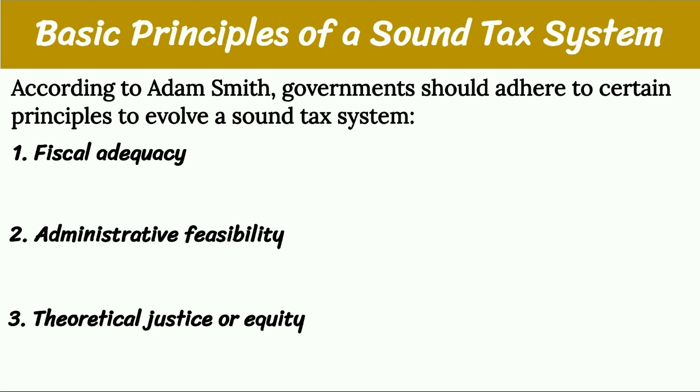Ang mnemonics natin dito ay FAT. F for fiscal adequacy, A for administrative feasibility, and T for theoretical justice or equity.